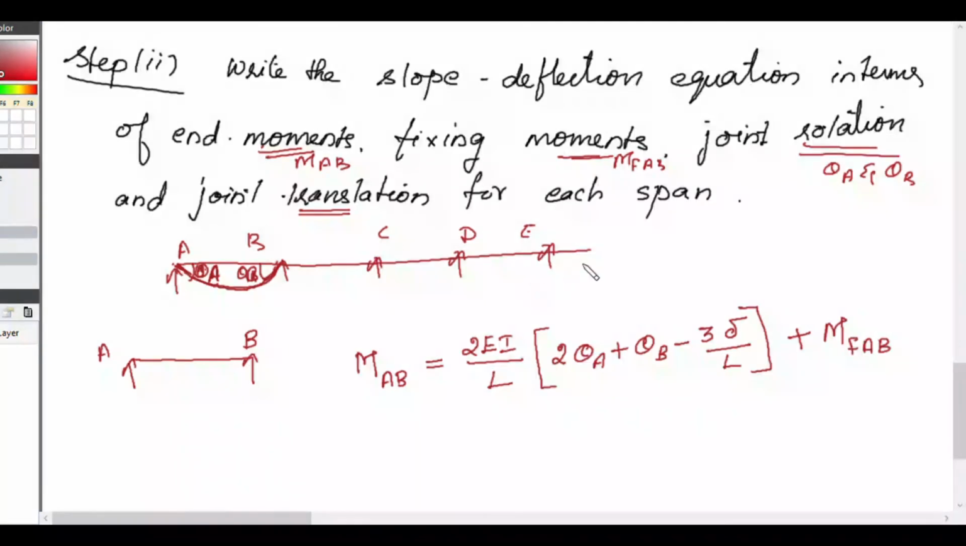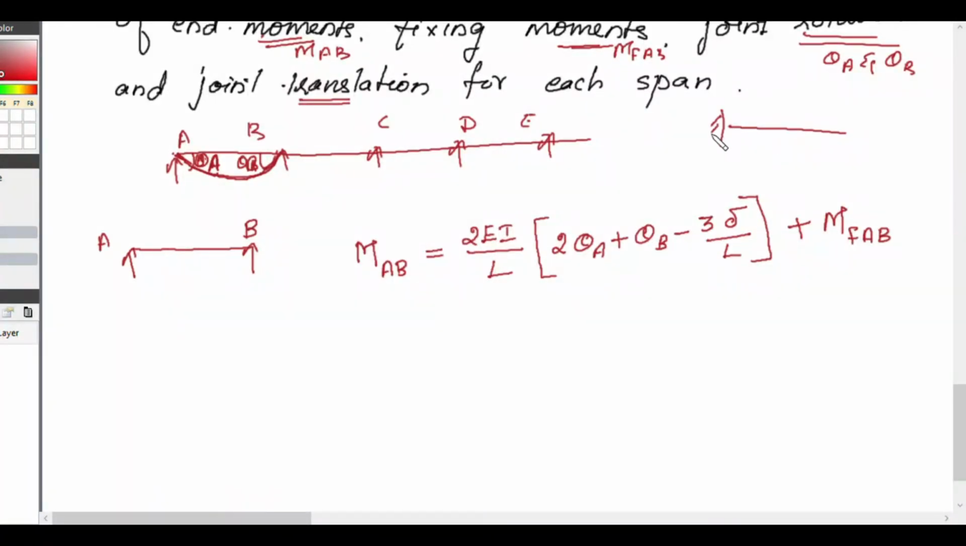Now, see, if your end is fixed, if A is fixed, theta A will be equal to 0. Slope at A will be equal to 0. If the end is simply supported, theta A slope will not be equal to 0, because the deflection at this point will be equal to 0 if the end is fixed. If the end is simply supported, there will be some deformation. So, theta A is not equal to 0. So the things you should remember here is, if it is fixed support, theta A will be equal to 0. If it is a simple support, the slope will be not equal to 0.